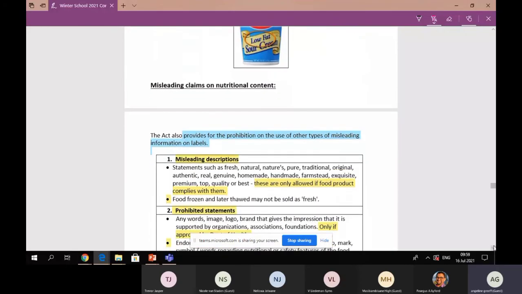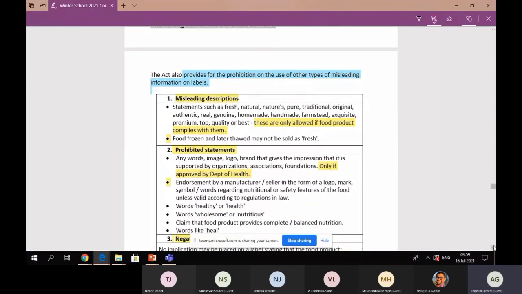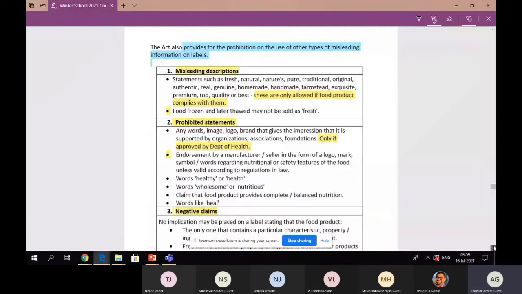And then also, there are some misleading claims on nutritional content, right? So there's certain things that can be misleading and is prohibited. They may not use it unless they can prove it, right? So those are misleading descriptions that are allowed only if the food products comply with them. Natural, nature, pure, traditional, homemade, handmade can only be used, otherwise it becomes misleading, right? If the food product complies with it. And then food frozen and later thawed may not be sold as fresh because it can be dangerous for people.